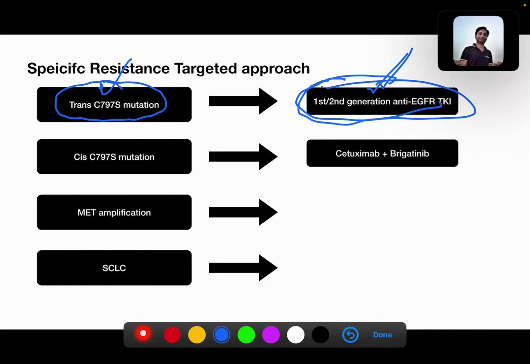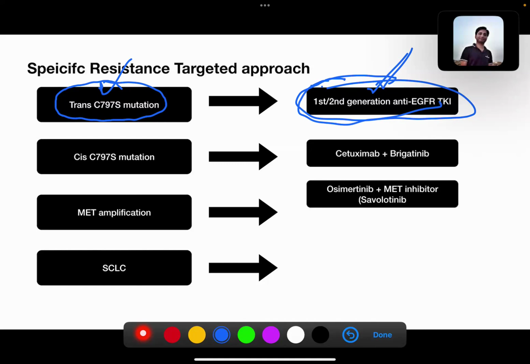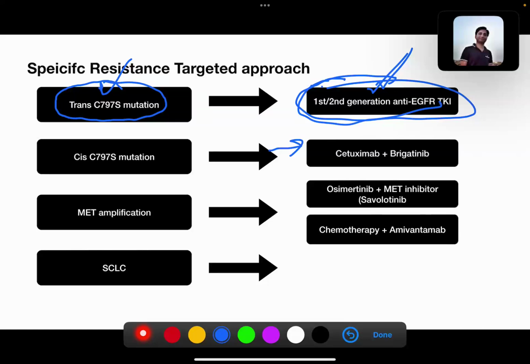Cis C797S, you can give cetuximab plus brigatinib, right. So cetuximab plus brigatinib can be given. Then MET amplification, you can give osimertinib plus MET inhibitor. You can give chemotherapy plus amivantamab. This is based on the MARIPOSA-2 trial.